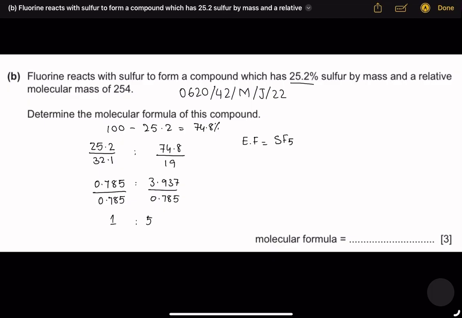Now we have to calculate the empirical formula mass. So our empirical formula mass is going to be 127.1. Okay, so when we divide 254, the molecular mass, by the empirical formula mass, we'll be getting approximately 2. Then we multiply the empirical formula by 2, so we'll get S2F10, because 5 times 2 is 10. So S2F10.